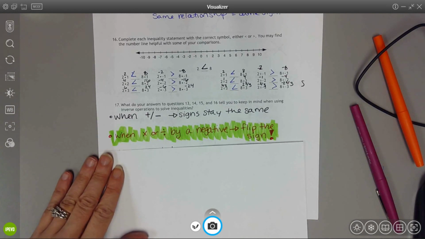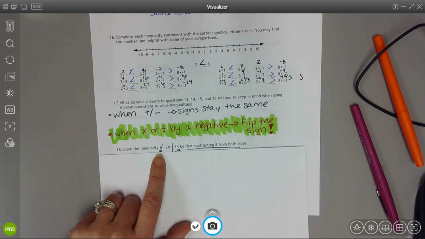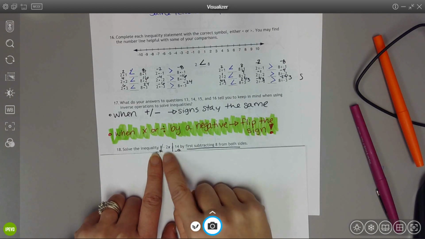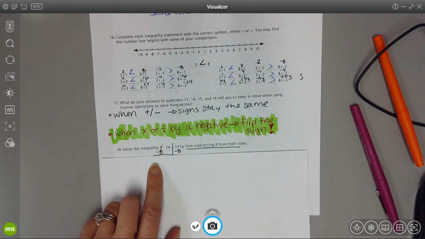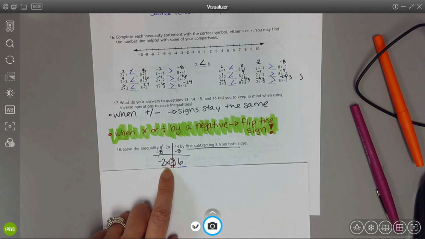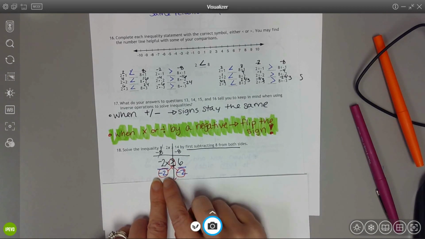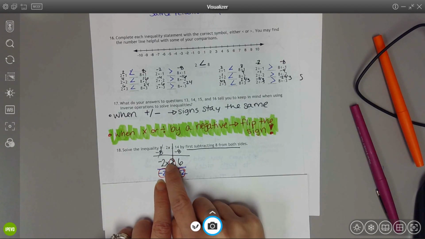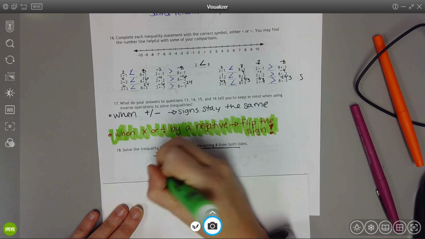So let's do a problem here. We have 8 minus 2x is greater than or equal to 14. They want us to subtract 8 from both sides. My letters are already on the left, so we're going to move that 8. I'm going to minus 8 on both sides, and I'm left with negative 2x is greater than or equal to 6. Now to solve this, I have to divide by a negative. Ding, ding, ding! You'll see I circled those in red to show you, hey, we divided by a negative, which means I have to change my sign.